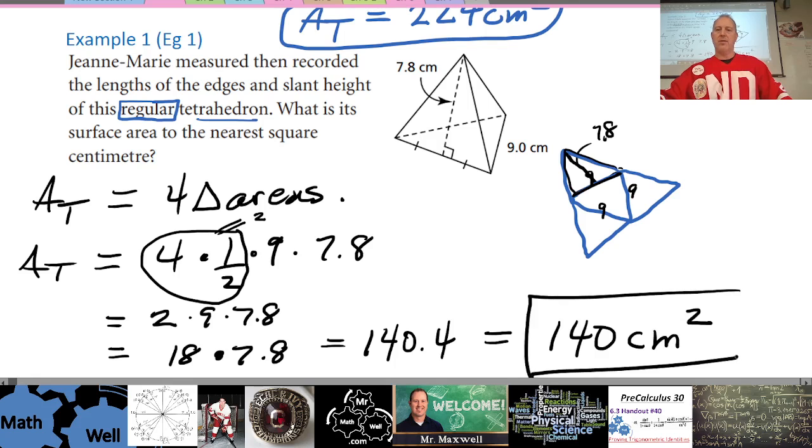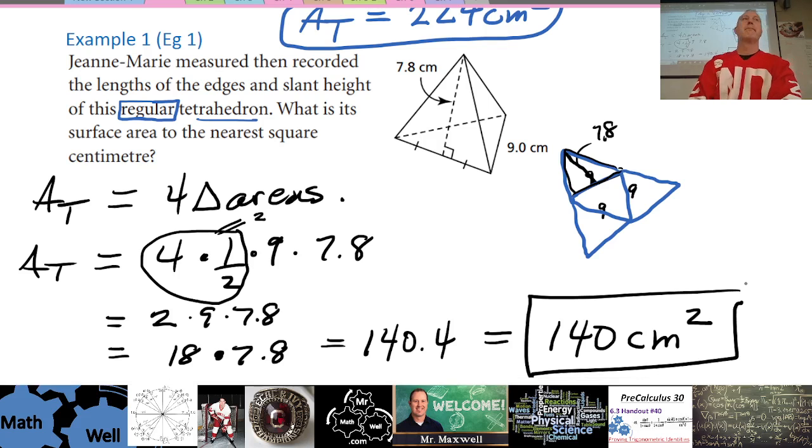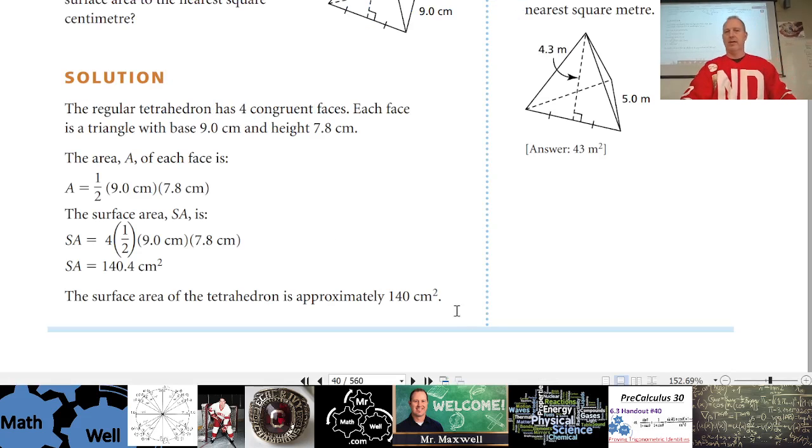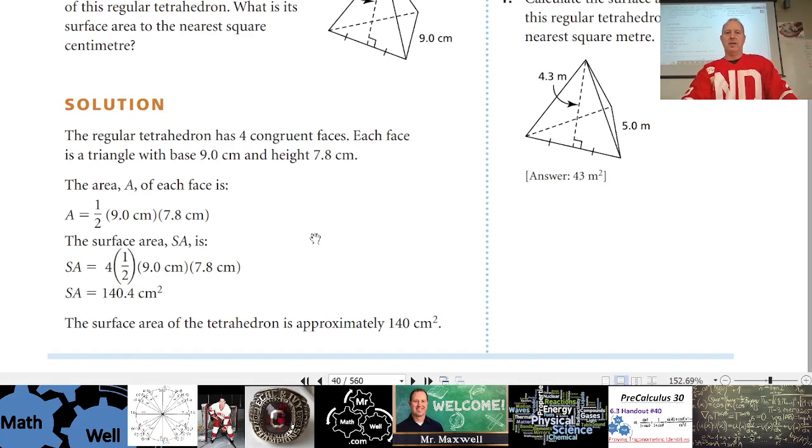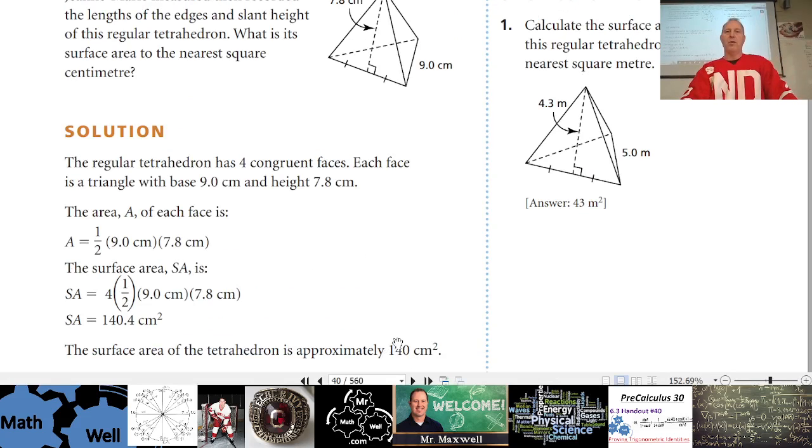Okay, does that look correct? Any mistakes that were made there? Any questions there? Okay, so there you go. That's in your textbook, that's how they have it, and 140 square centimeters, perfect.